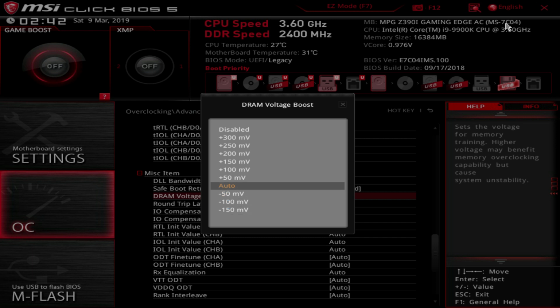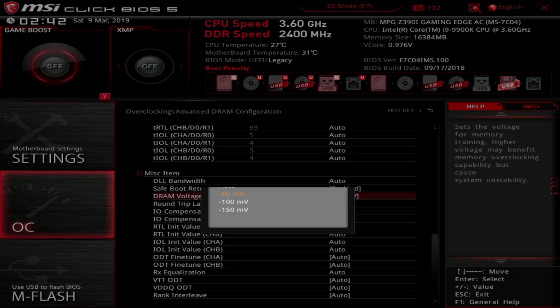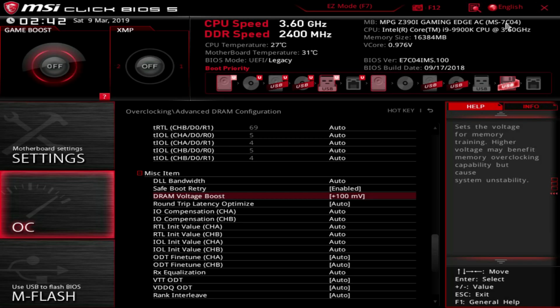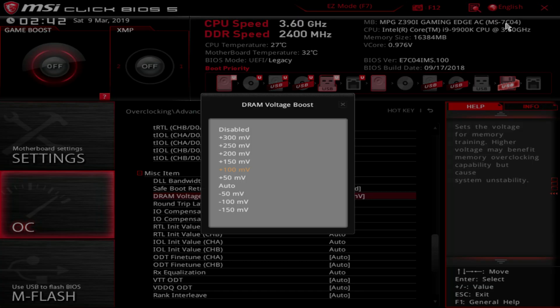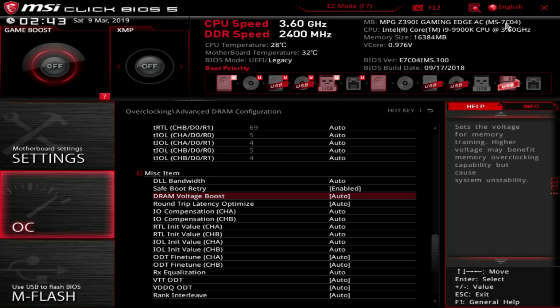You would use this to set yourself to like 1.45 volts by setting minus 50 millivolts, or to plus 100 if you wanted to boot at 1.6 volts, right? So essentially it gives you the ability to boot at a higher or lower memory voltage than what you're going to end up running at afterwards. This is really, really clunky, and I've also not had to use it yet.